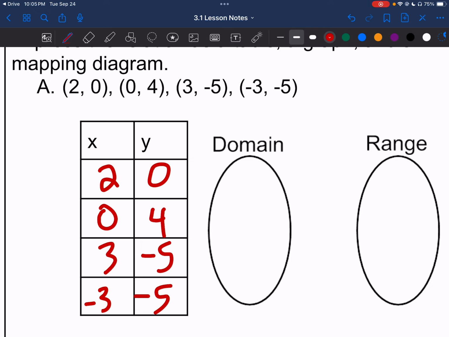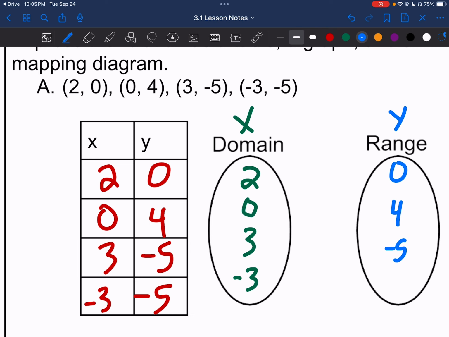Now, we said our domain was our x values. So we're going to start and list our x values. So we have a 2, a 0, a 3, and a -3. Our range is our y values. So we're going to start. We have 0, we have 4, and we have -5 twice. We are only going to list it once, though.